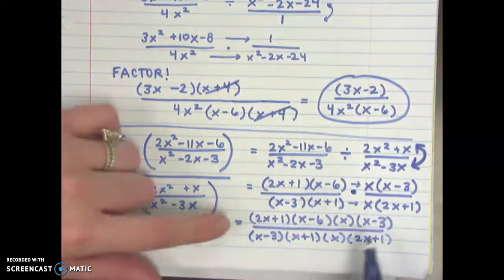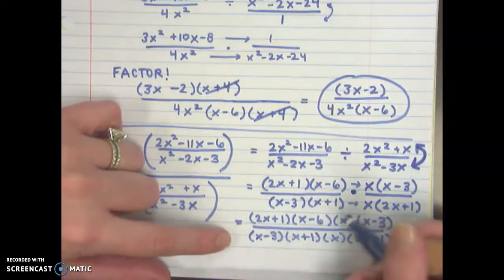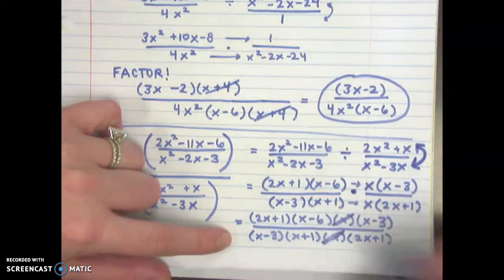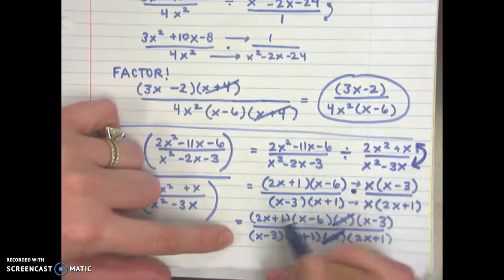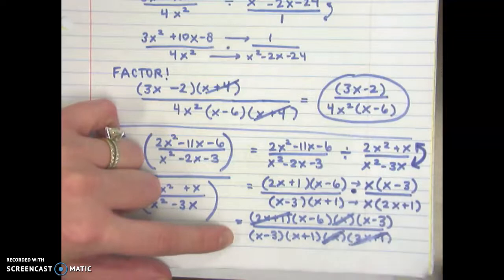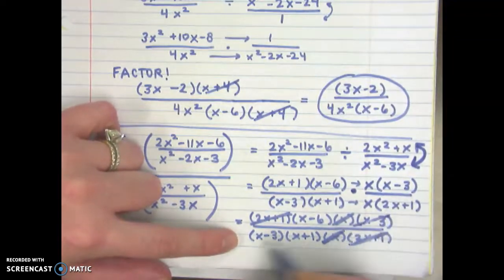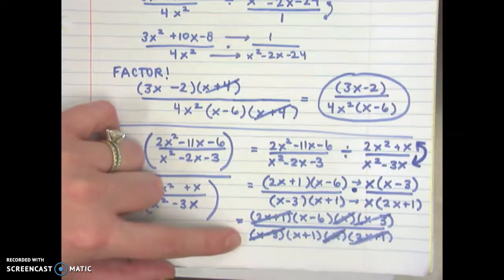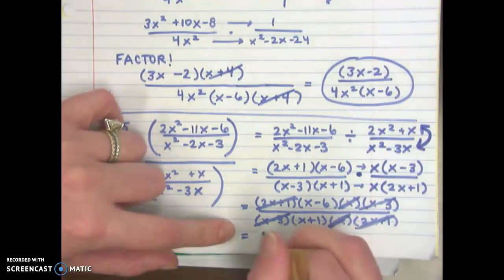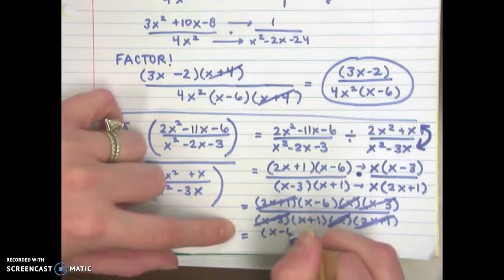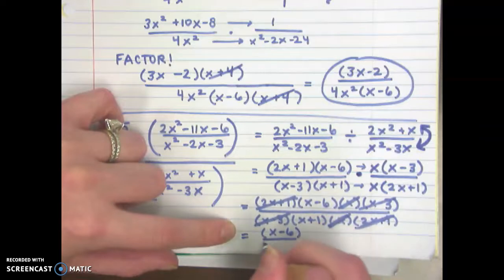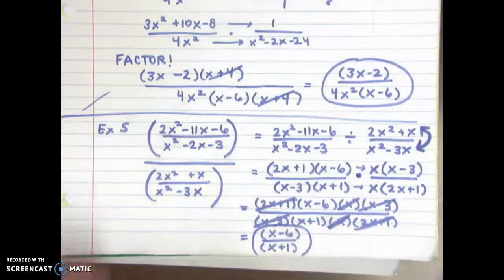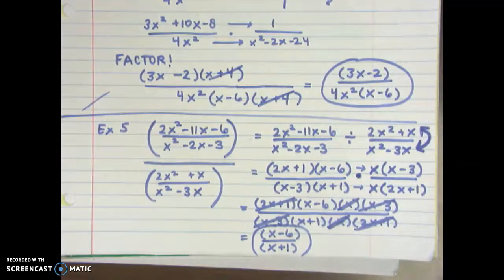And now I'm looking for any factors that simplify to 1. So x divided by x is 1. 2x plus 1 divided by 2x plus 1. X minus 3 divided by x minus 3. And that is it. It's okay if you don't have factors that cancel. Usually you will, but again, when you simplify, it's okay if you don't have any. X minus 6 over x plus 1 is your final answer.